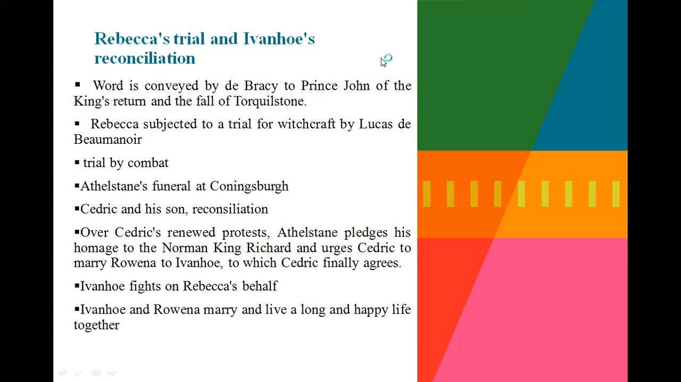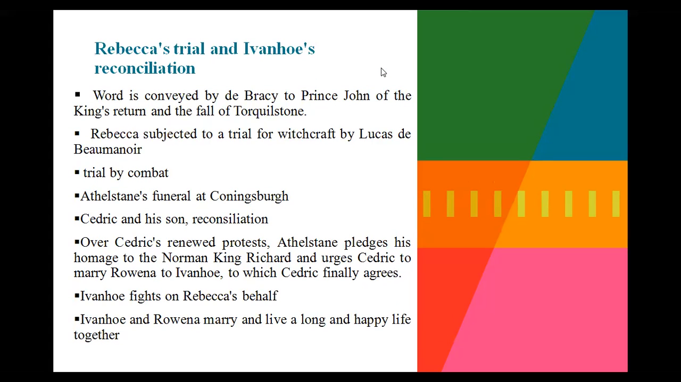Now here let's talk about Rebecca and Gilbert. Gilbert rushes to a place called the Preceptory of the Knights Templar, and there he takes Rebecca. Now the Grand Master of the Knights Templar is Lucas de Beaumanoir, and he charges Rebecca. He accuses her of witchcraft and subjects her to trial for her witchcraft.